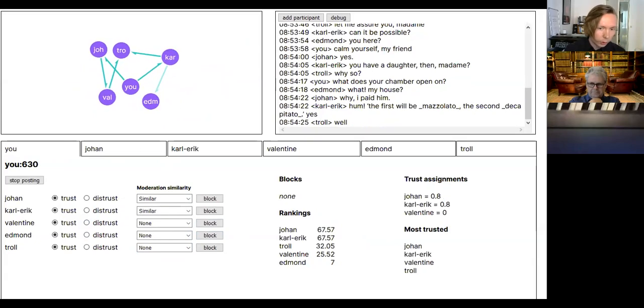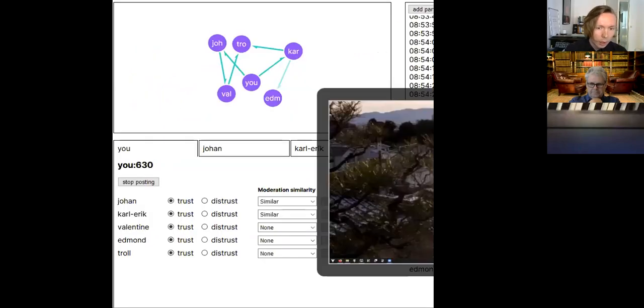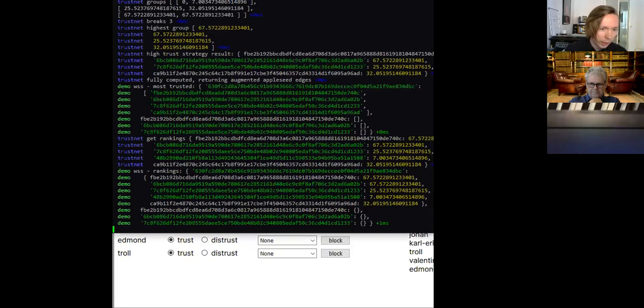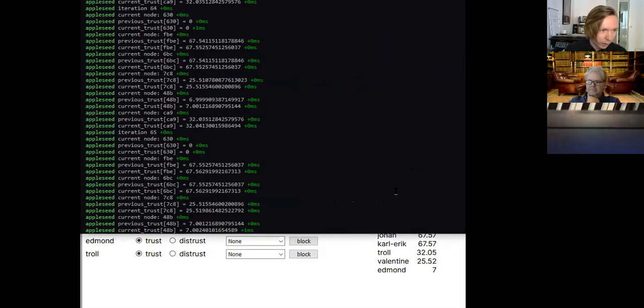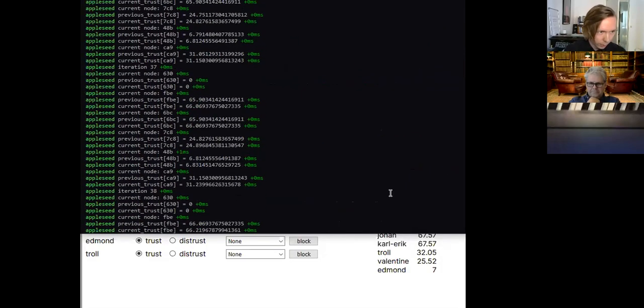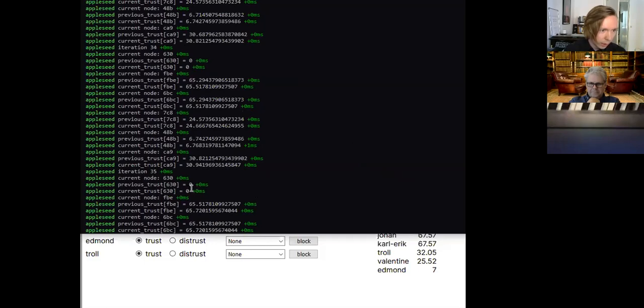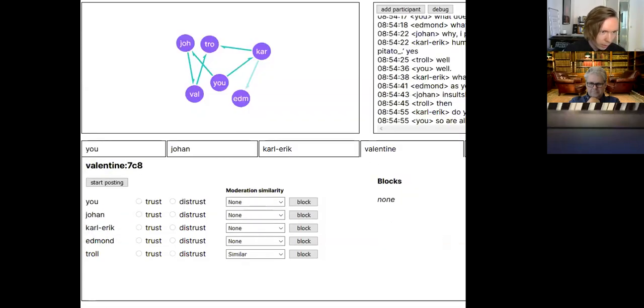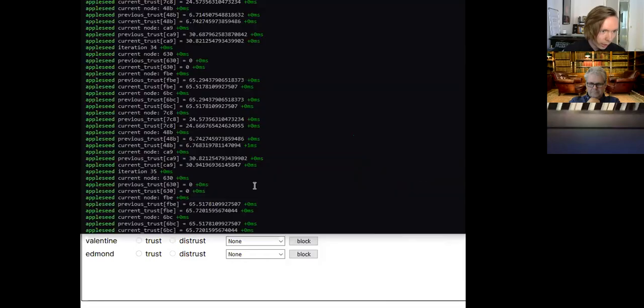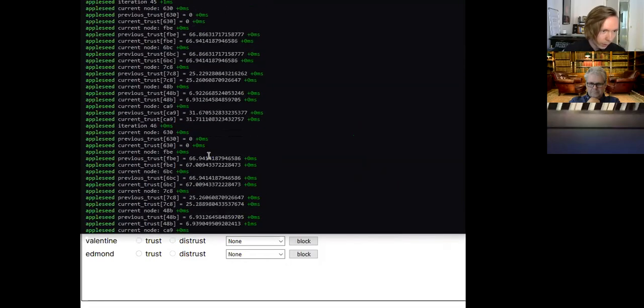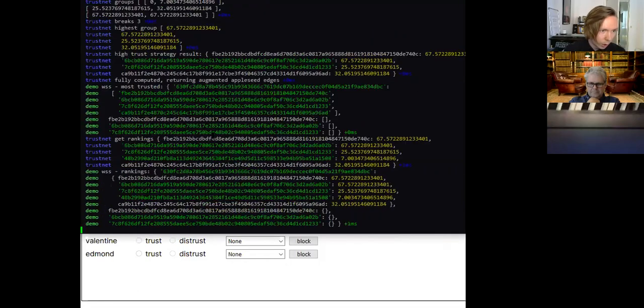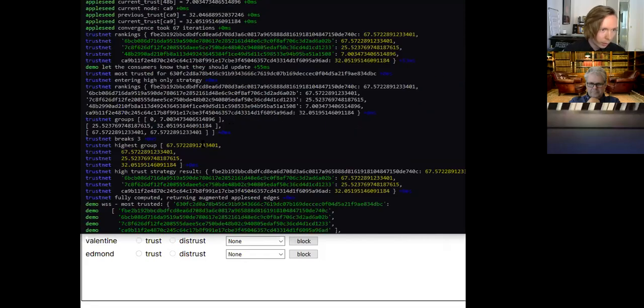Oh yeah, wait, actually I wanted to show that there's actually stuff happening in the background as well. This is not just a fancy web demo. We can see Appleseed here, it's iterating. 630 is me. I don't have any trust because I'm just the trust source. We can see someone called CA9. Let's see who that was here. Is it a troll? Yeah, so we can see their trust here increasing until the change is so small that we just terminate.